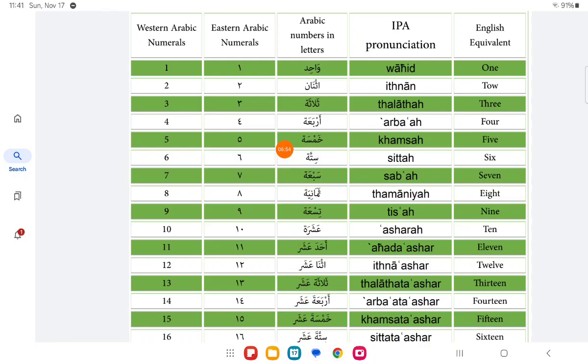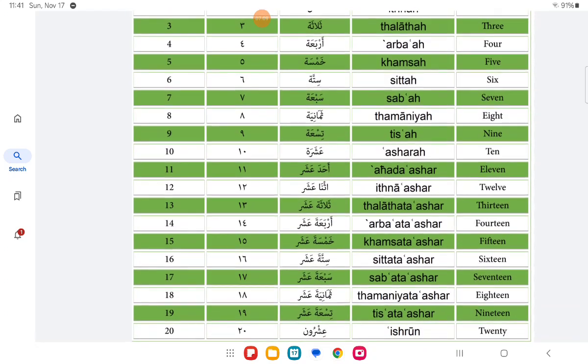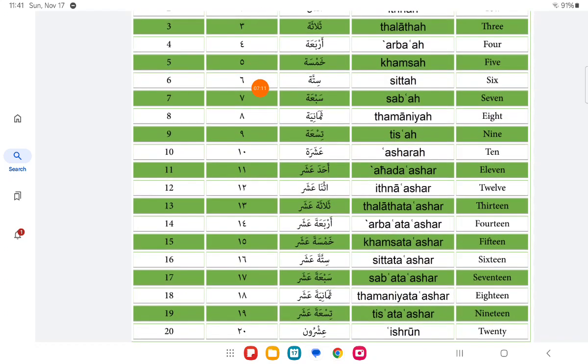So this bound ta typically is used to symbolize feminine gender in Arabic, and you find it at the end of all the numbers from 3 to 10. Though you don't find it in the 10 part of compound words 11 through 19. So that is just something that I found out.